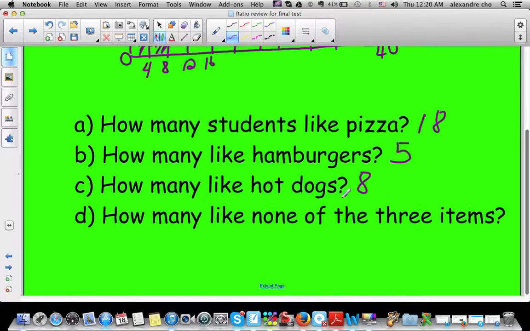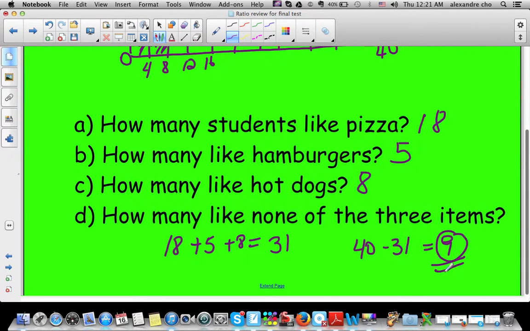Now, it says how many people like none of the 3 items. Well, I know that 18 like pizza, plus 5 that like the hamburgers, plus 8 that like the hot dogs. 18 plus 5 is 23, 23 plus 8 is 31. So 31 kids like something. To find out how many don't like anything, I take the 40 that I have, minus the 31 who like something, giving me 9 kids who like none of the 3 items. Okay?